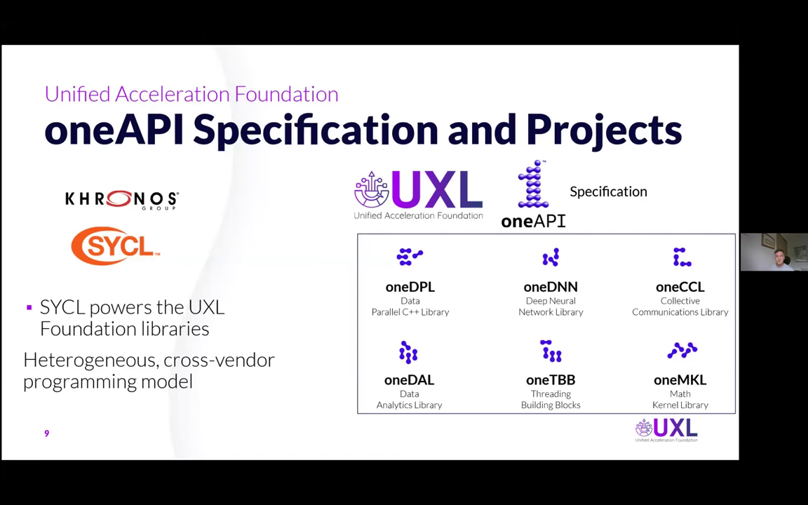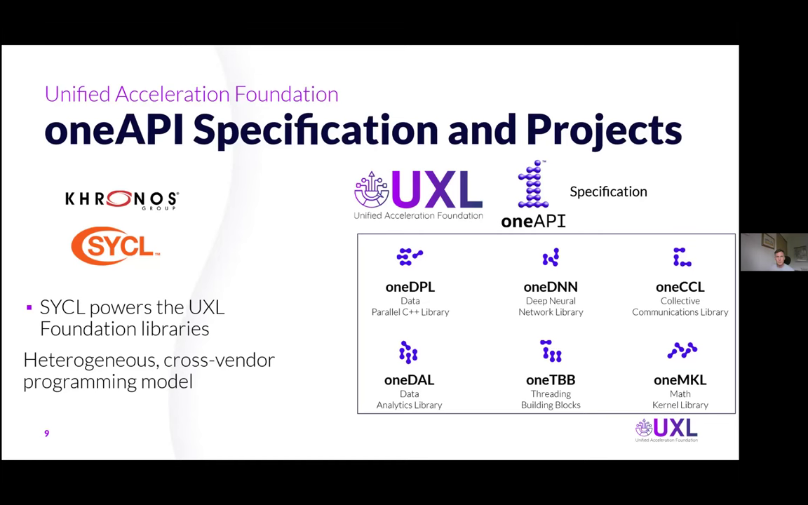Alongside this, the projects build on the SYCL standard. This is something that's managed by the Khronos Group, an independent standards body. SYCL is what the projects use to implement much of the cross-vendor, cross-architecture capabilities that are needed. And most of these elements of the specification are implemented as open source projects that are also governed by the foundation. So the projects aim to deliver the fundamental building blocks for developers.